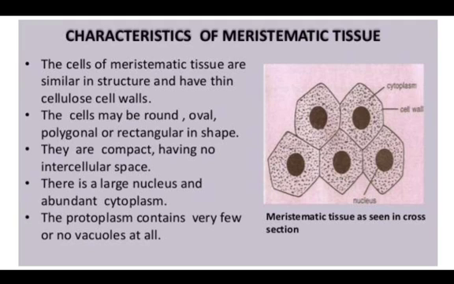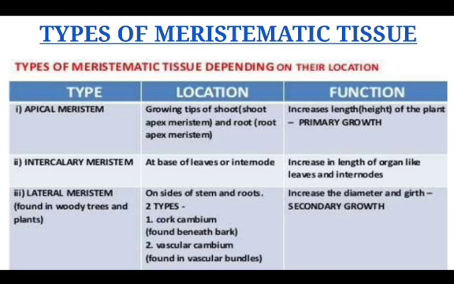Okay. Let's see the types of meristematic tissue. There are three types of meristematic tissue depending on their location. Depending on where the meristematic tissue is present in the plant, it is classified into three categories: apical meristem, intercalary meristem and lateral meristem.